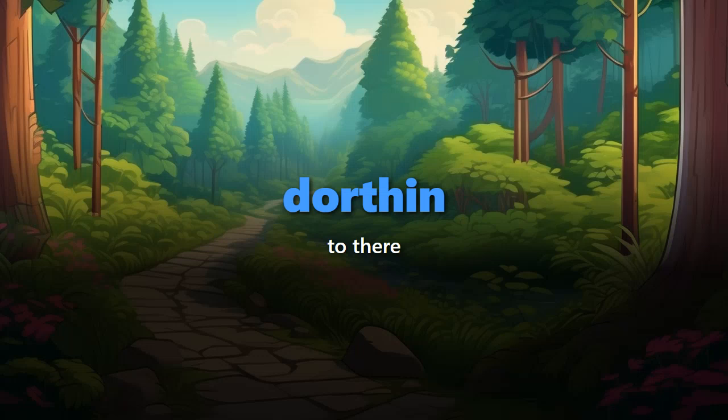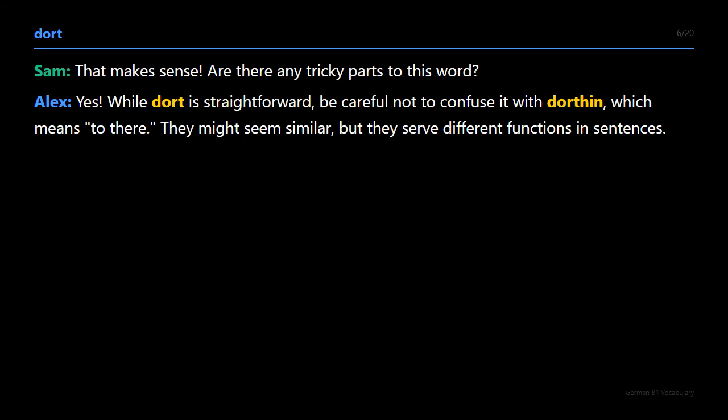That makes sense. Are there any tricky parts to this word? Yes. While dort is straightforward, be careful not to confuse it with dorthin, which means to there. They might seem similar, but they serve different functions in sentences.